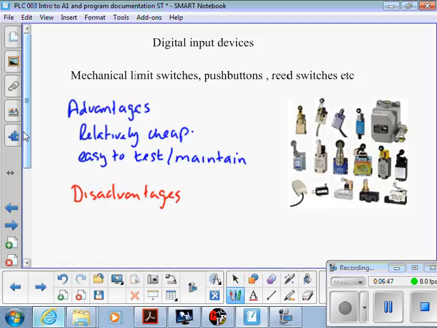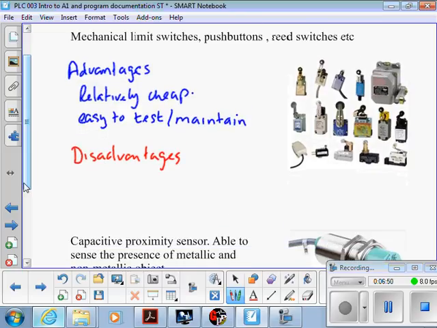Disadvantages. Two main ones. Mechanical life. They have a mechanical life. So they have a finite mechanical life. The wheels can break, the contact blocks can burn out, that type of thing. They're only good for so many, a million operations, which sounds a lot, but automated machinery moves quickly and can quite quickly use that up. There's one more major one that really needs to be considered, and that is this.